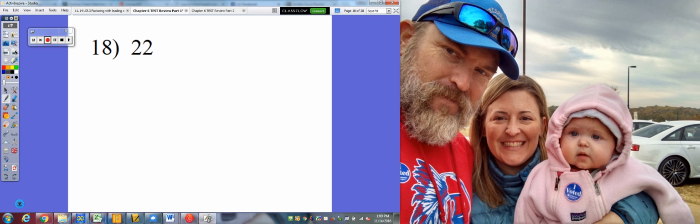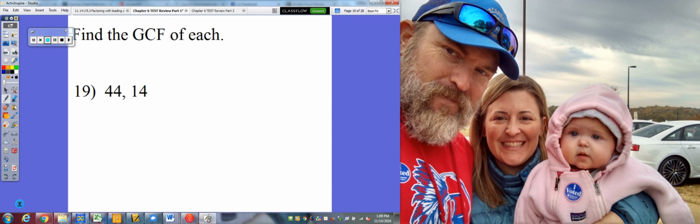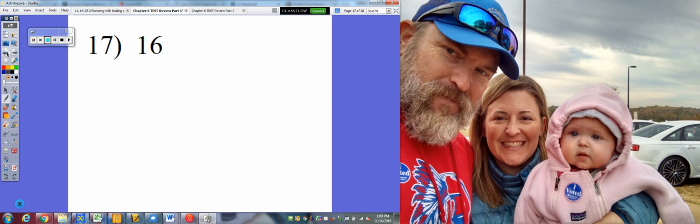Let's see here. These were not actually really good ones, but I'll do 16. So 16, we have 4 and 4, and we have 2 and 2, 2 and 2. So when we have 2 times 2 times 2 times 2, that's really just 2 to the 4th.